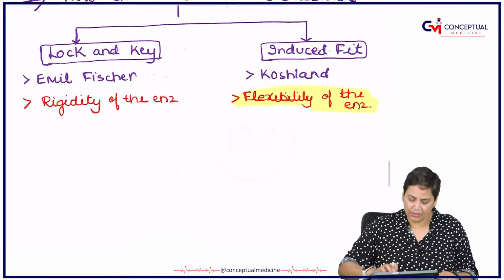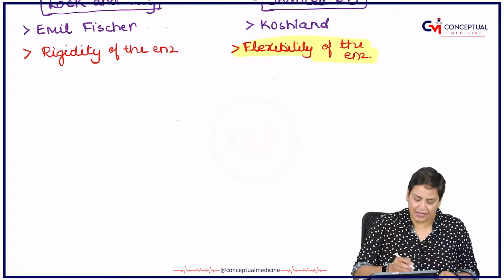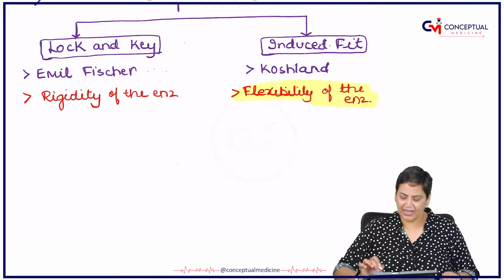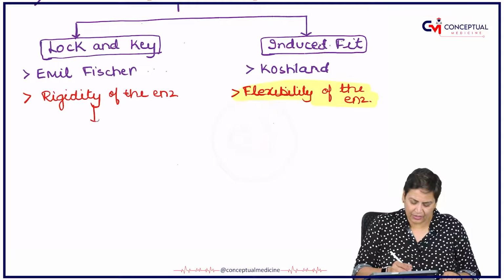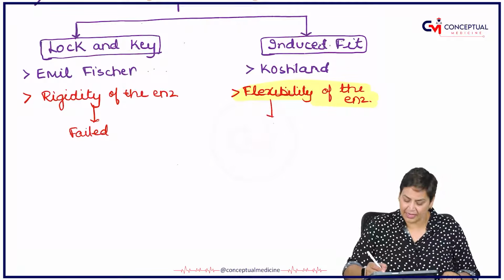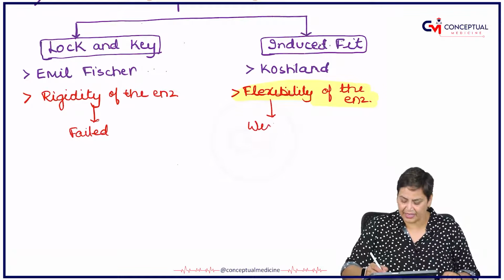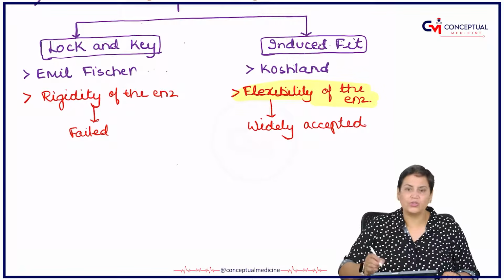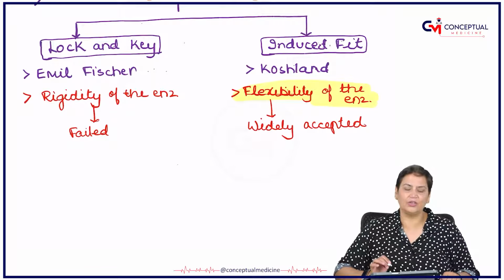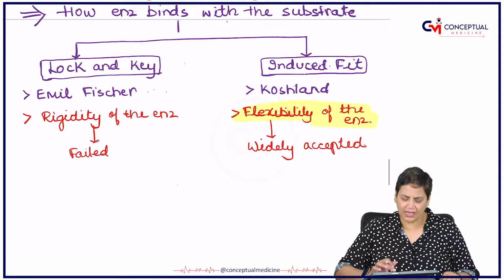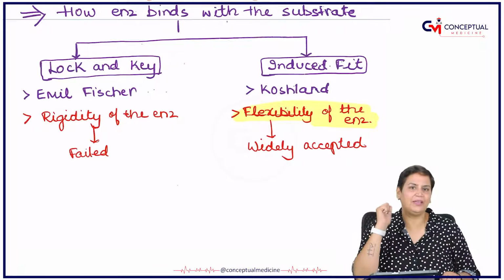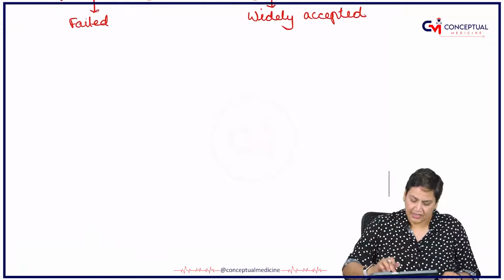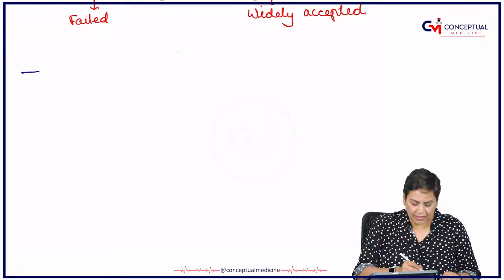Okay, so I'll just write it down, that rigidity, so it actually failed. So this is the basic difference between lock and key and induced fit. Lock and key explained the rigidity of the enzyme, so basically it failed also. Whereas flexibility of the enzyme, it was approved and it is widely accepted also. So these are the two very important theories of how the enzyme is binding with the substrate. Okay. Then after this, we come over to the next important point.